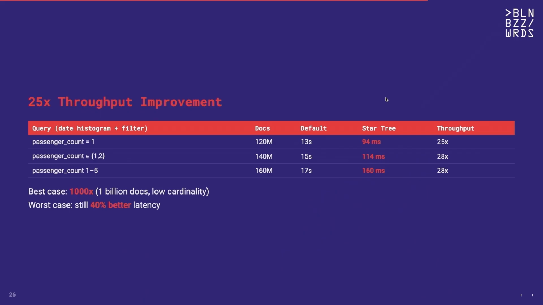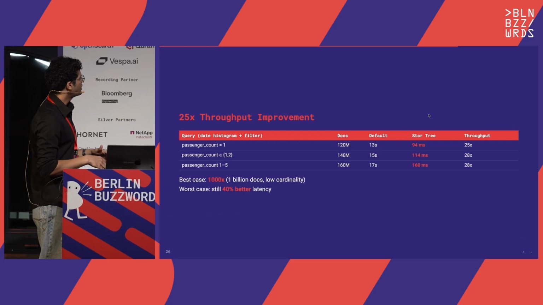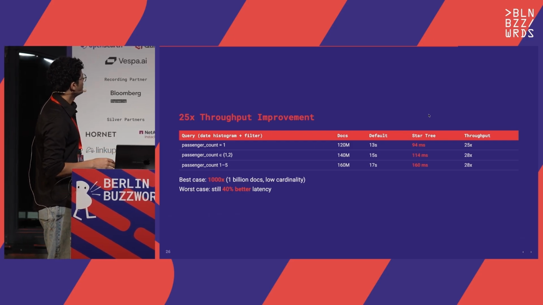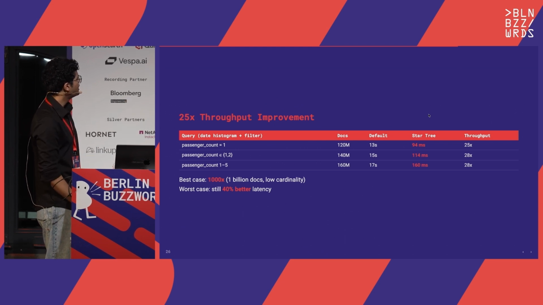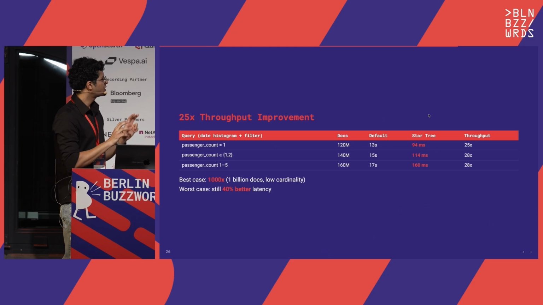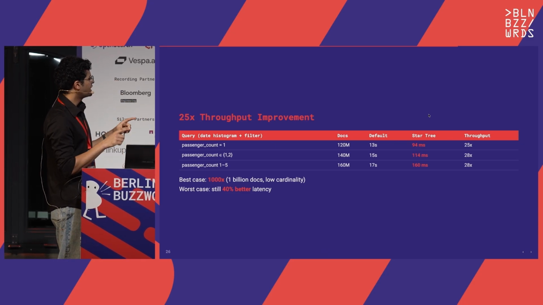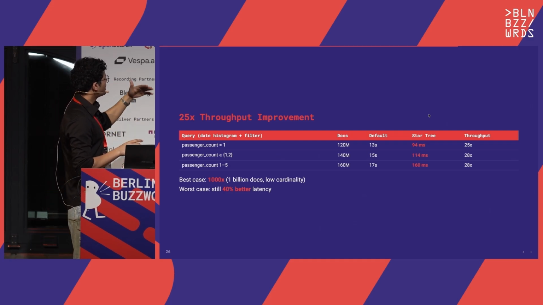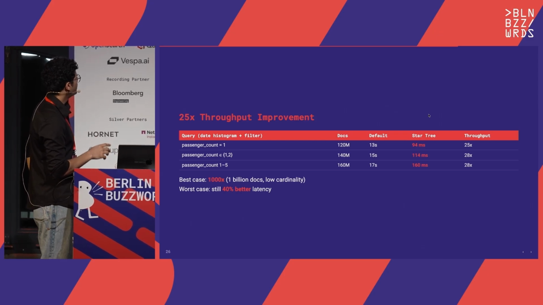Okay, so now about the throughput improvement. Because existing queries are already fast, we can now run more concurrently. Even in the best case, let's say we have 1 billion documents with low cardinality fields, the star tree will be smaller, because the star tree splits based on the total number of unique values in a particular dimension, right? If the cardinality is low, that would be our best case, and we have seen up to 1,000 times performance improvement there. And even in the worst case, there was still a 40% better latency.